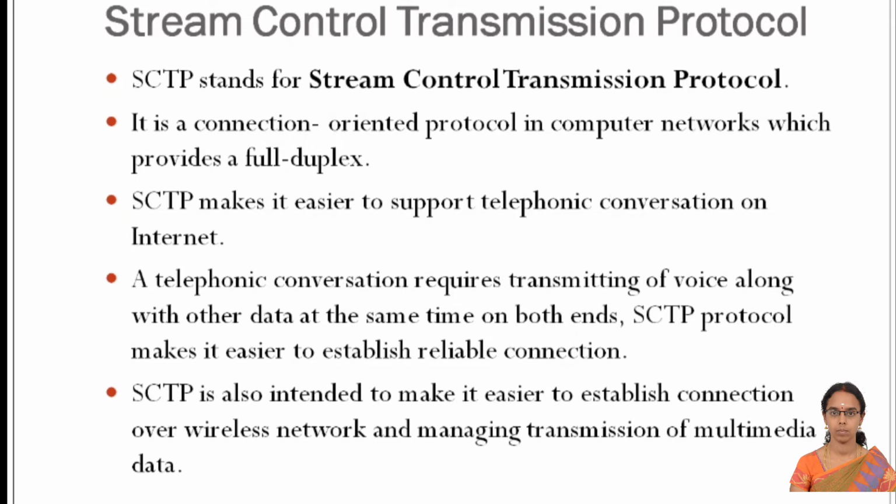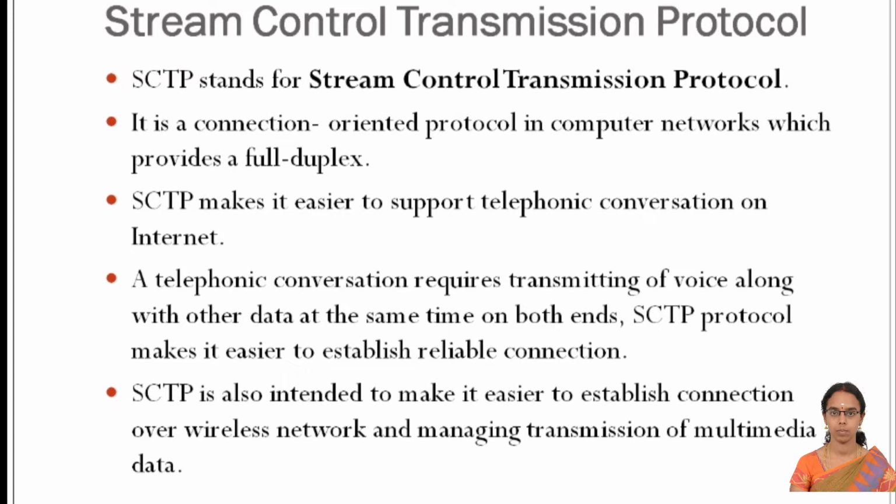First, we know the difference between TCP and UDP. TCP is a connection-oriented protocol and UDP is a connectionless protocol. SCTP is a combination of both TCP as well as UDP. It stands for Stream Control Transmission Protocol. It's also a connection-oriented protocol which provides full duplex communication, similar to a telephonic conversation. Anyone can send any data at the same time. This protocol is specially for establishing a connection over a wireless network and managing the transmission of multimedia data.